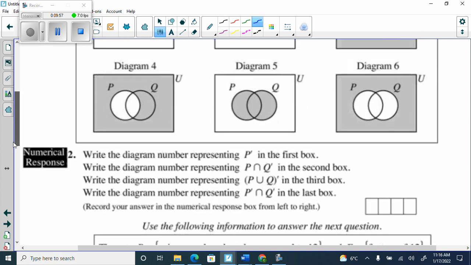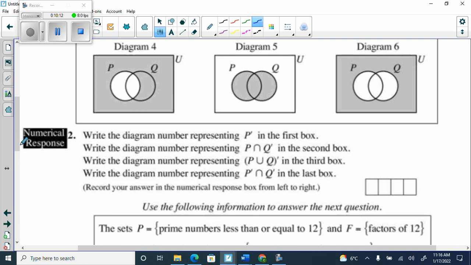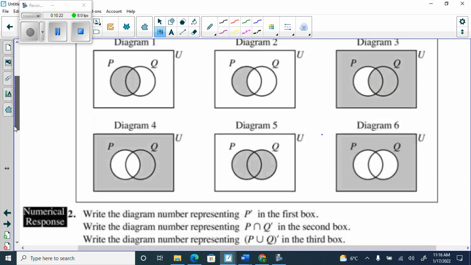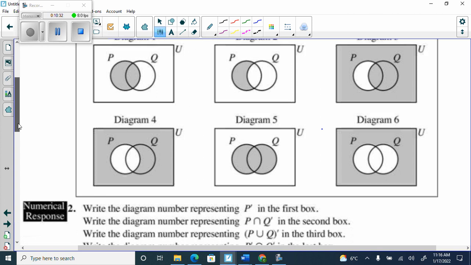Okay, this one says, write the number that represents not P in the first box. So not P in the first box. Which one shades not P? 4. Everywhere else is shaded but P. And this one is a debacle. P and not Q. So I need where it's shaded in P but not Q. P but not Q is 2.